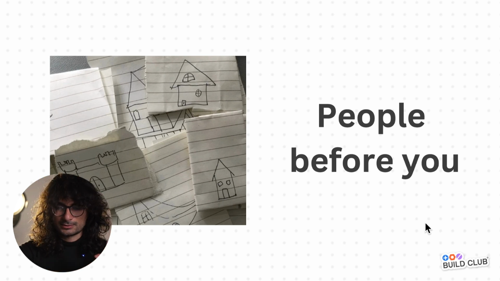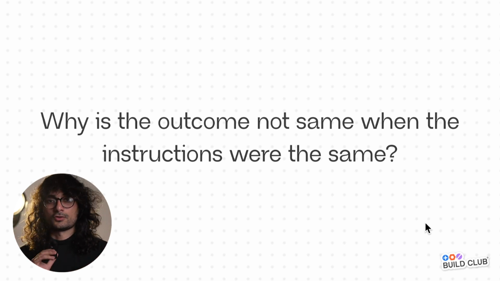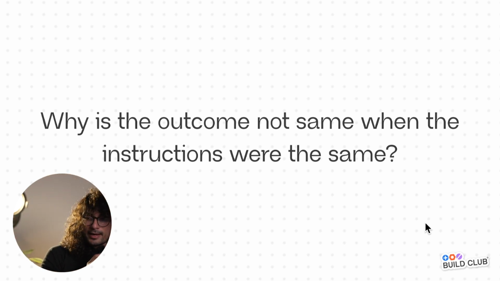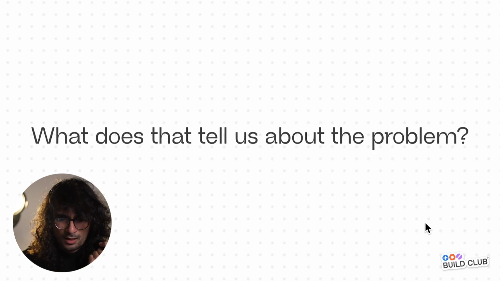So what does that tell us about the problem? The outcome is not the same, but the instruction was. Like, I told you to draw a house. I told myself to draw a house. Everyone I asked, I told them to draw a house. But why was it not the same for everyone? What does that tell us about a problem? So we're going to talk a little bit about the anatomy of problems later.